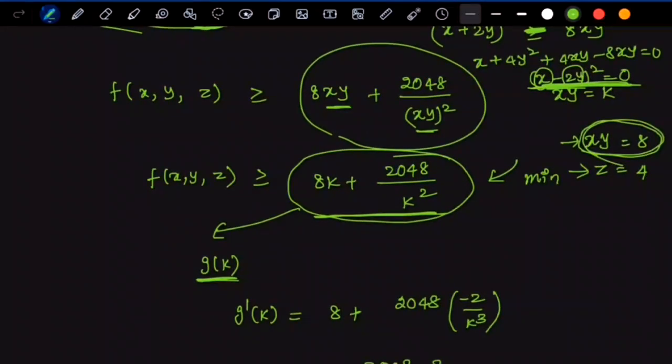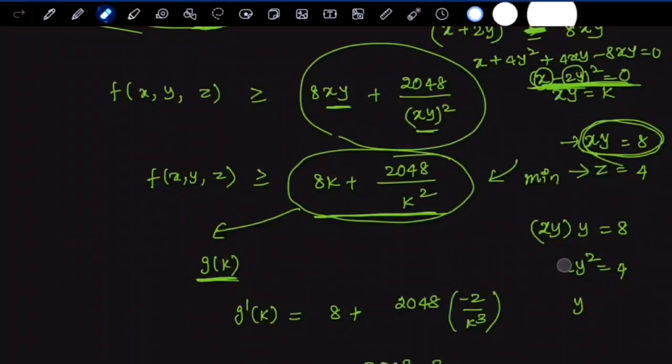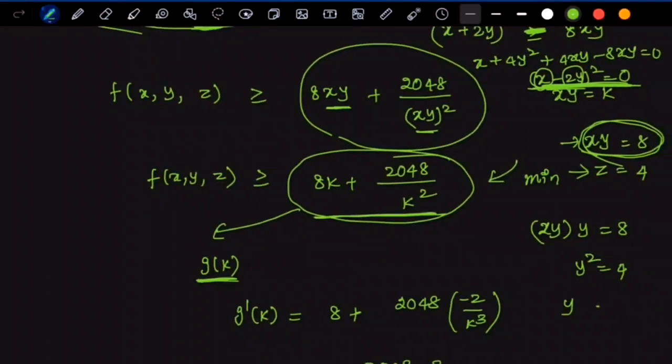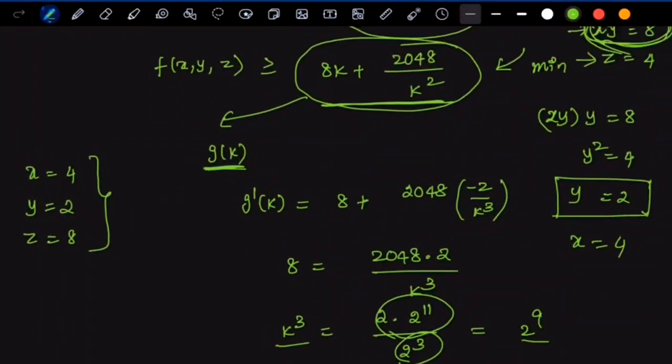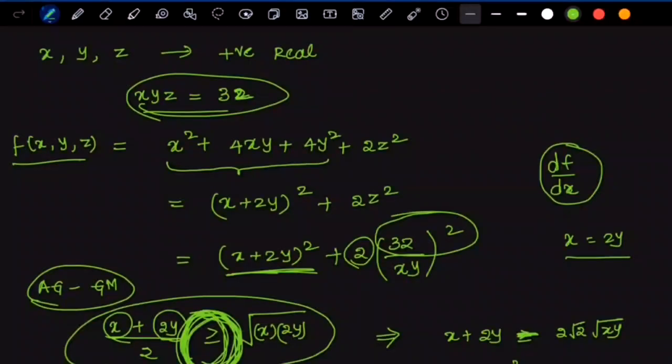We have xy is equal to 8. So that gives us 2y times y is equal to 8. So 2y square is equal to 8. Sorry, y square is equal to 4. Since it is given in the question that y is a positive real number, we get y is equal to 2. And since xy is equal to 8, we get x is equal to 4. So we have the values x is equal to 4, y is equal to 2, and z is equal to 4. All right. Now these values will give you the minimum value for this multivariable function.